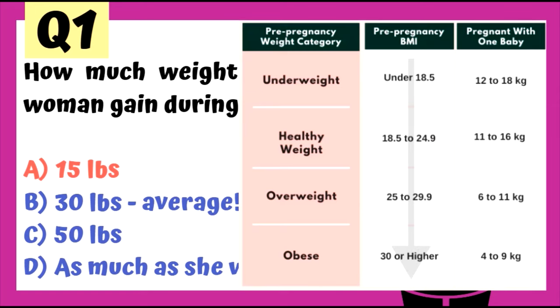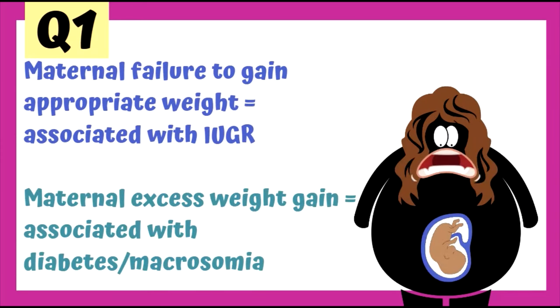Now you may have noticed that the heavier that she gets, the less weight she should be gaining, but again, even an obese woman should be gaining some weight. Now we just look at this slide over here, that maternal failure to gain weight is associated with IUGR, intrauterine growth restriction. The baby's not gonna grow as much as it needs to. If the mom is gaining too much weight, it's associated with conditions like diabetes and macrosomia.